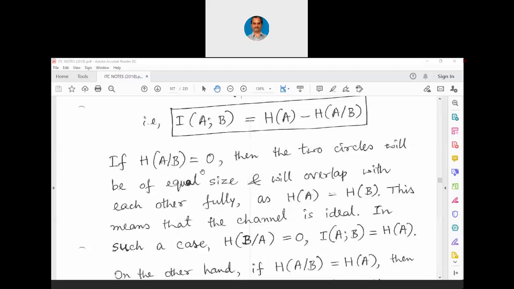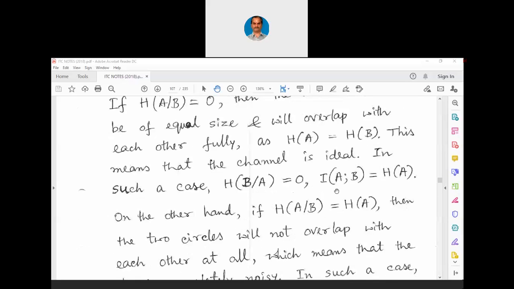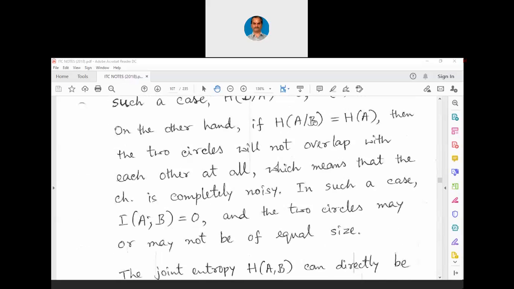If H(A/B) equals 0, then the two circles will be of equal size and will overlap with each other fully as H(A) equals H(B). This means that the channel is ideal. In such a case, H(B/A) equals 0 and I(A;B) equals H(A). On the other hand, if H(A/B) equals H(A), then the two circles will not overlap with each other at all, which means that the channel is completely noisy. In such a case, I(A;B) equals 0 and the two circles may or may not be of equal size.